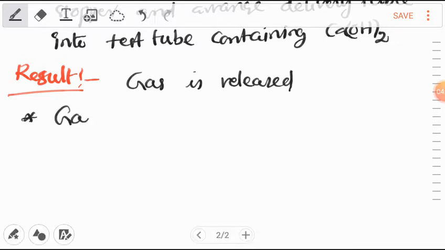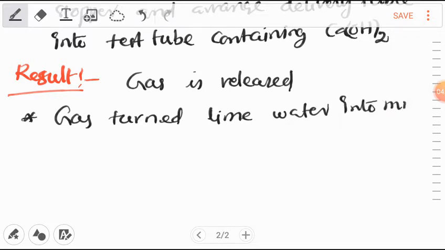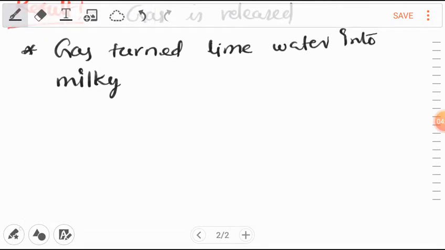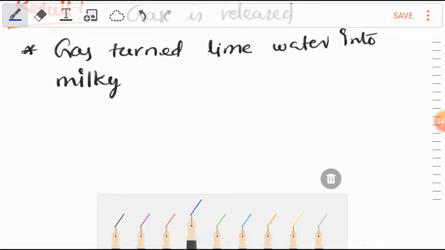Gas turned lime water into milky. Lime water into milky. This is the result. So what happened chemically? What is the equation?